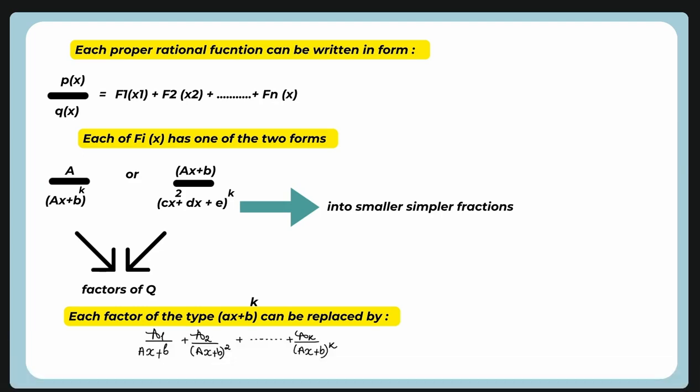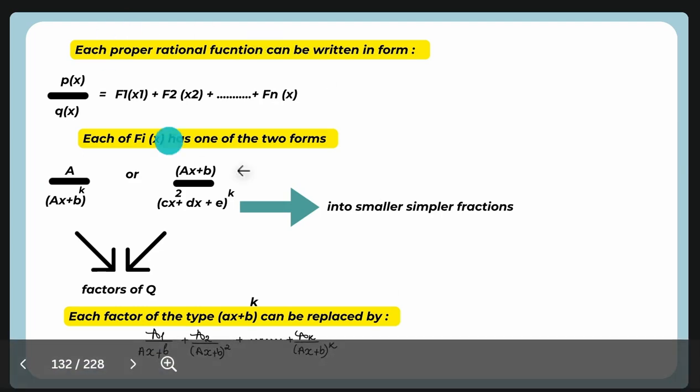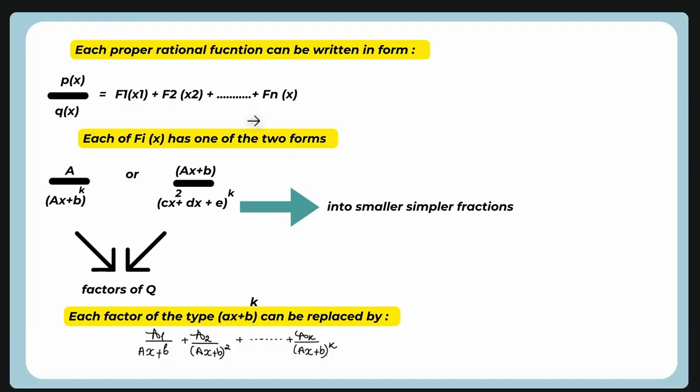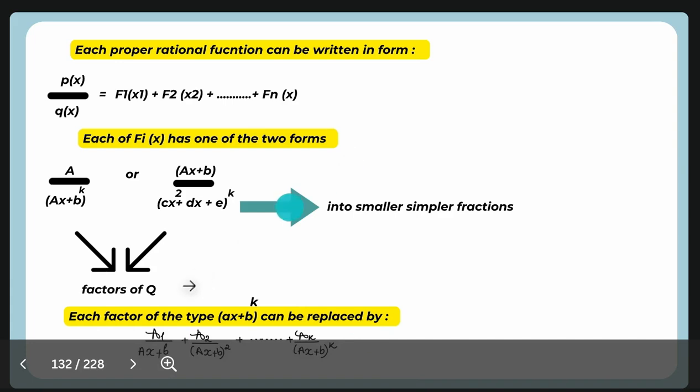Then each proper rational function can be written in this form, which is p of x over q of x equal to f1 of x plus f2 of x plus so on plus fn of x. Each fi has one of two forms, where a over ax plus b to the power of k, or ax plus b over cx squared plus dx plus e to the power of k, into smaller, simpler fractions. These two are factors of q. So each factor of the type ax plus b can be replaced by these.